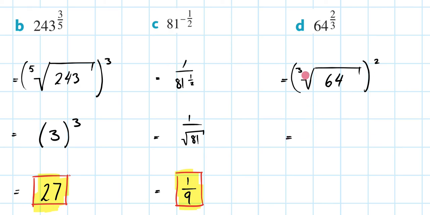Okay, what's that going to be? What to the power of 3 gives you 64? That's 4. So 4 to the power of 3 gives you 64. Then I'm going to square that, and I'm going to get the answer of 16. I'm going to highlight that.